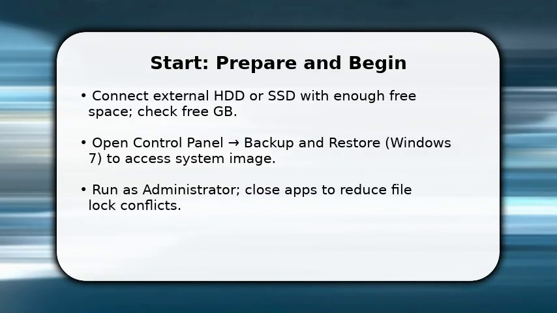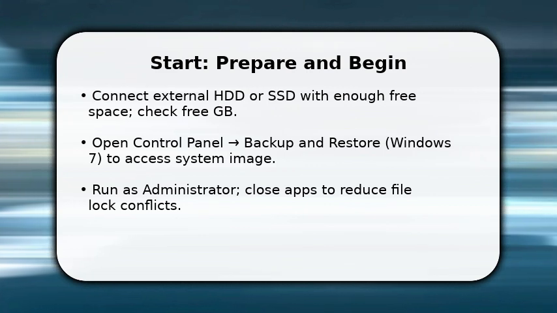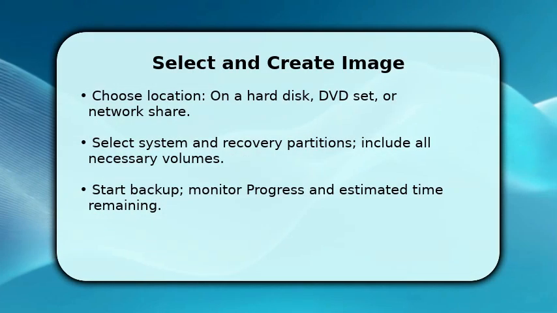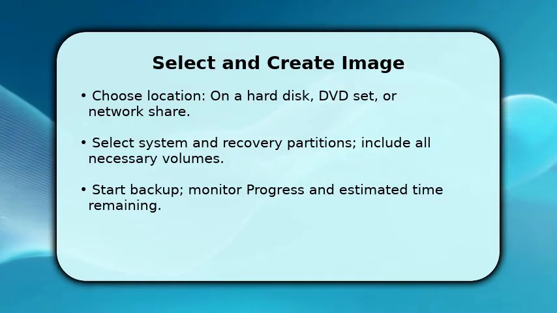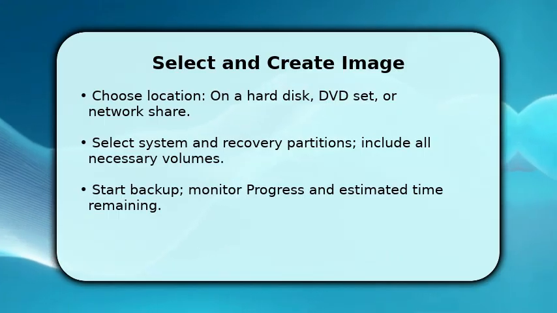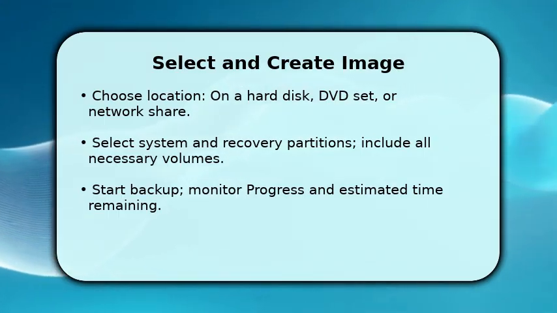From here, click Create a System Image to kick off the image wizard and choose where to save it. You now choose the destination and volumes to include. Select the external drive, DVD series, or network location. Network saves require \\servername\share and proper permissions. Make sure to tick the system, recovery, and any OEM partitions the wizard lists. Those restore bootability. Click Next, then Start Backup.